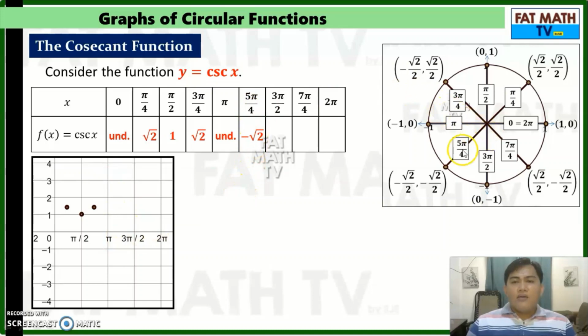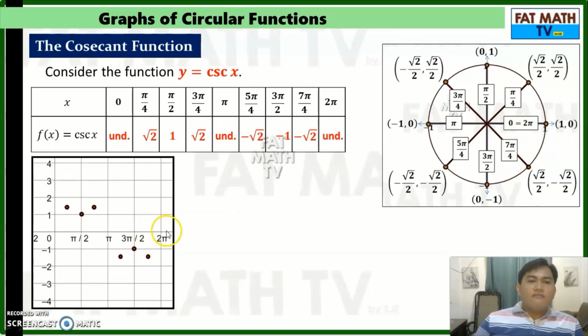And then for 5 pi over 4, 1 over this is negative square root of 2, so negative 1.4. For 3 pi over 2, 1 over negative 1 is negative 1, so here. And then for 7 pi over 4, 1 over this is negative square root of 2, or negative 1.4, here. And then for x equals 2 pi, 1 over 0 is undefined. So we don't have values for 0, pi, and 2 pi.